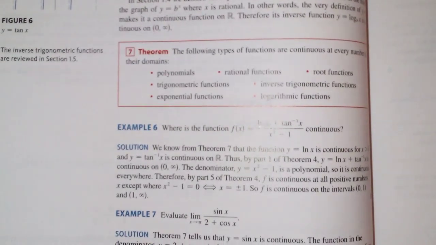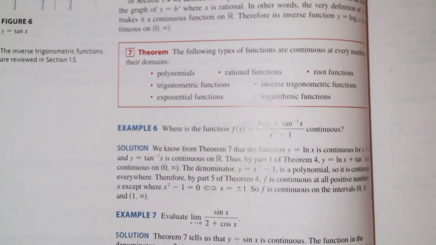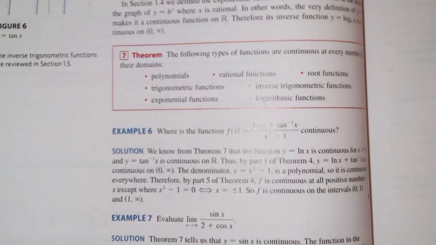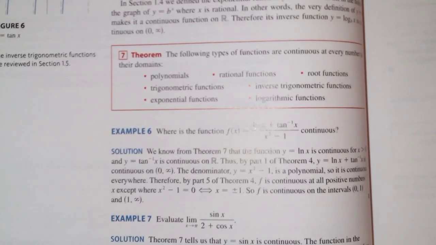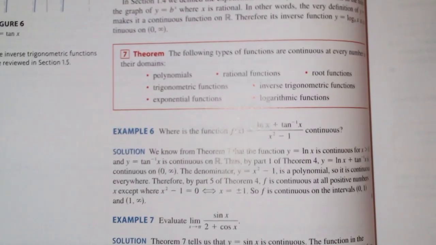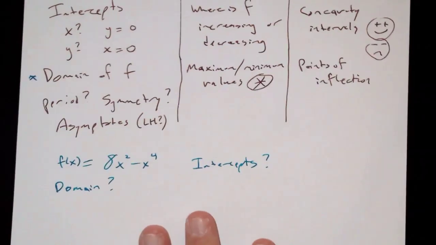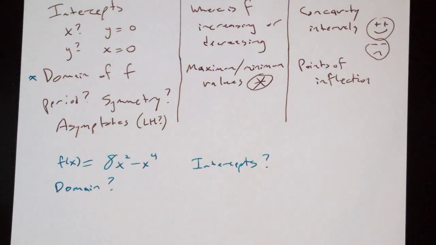Big list of kinds of functions, chapter 2, section 5. What kind of function am I looking at? Okay, and we know polynomials are defined and continuous where? Everywhere. So the domain of this function is all real numbers. It's defined everywhere.